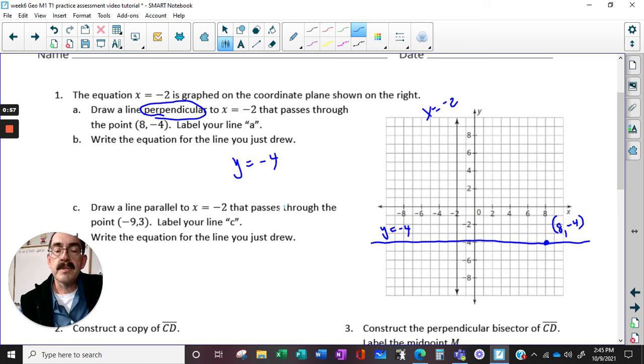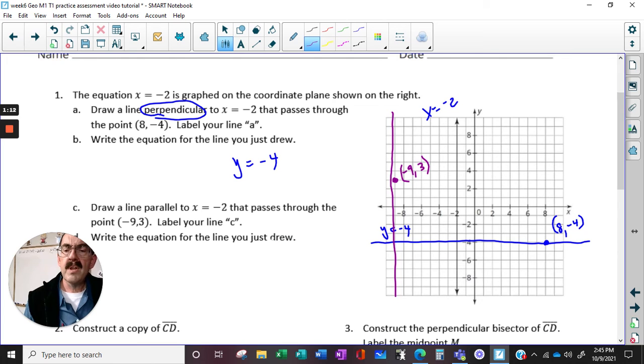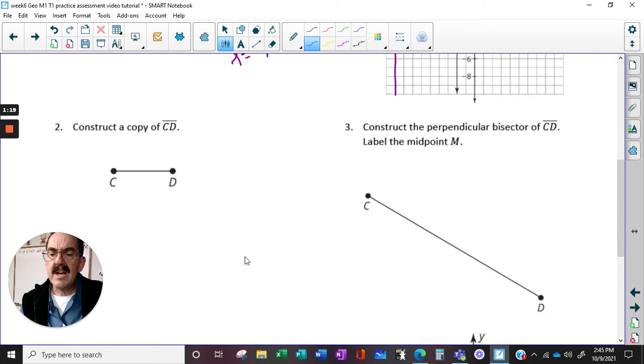Draw a line parallel to x equals -2 that passes through the point (-9, 3). Straight up and down, with an equation of x equals -9. All right. Construct a copy.